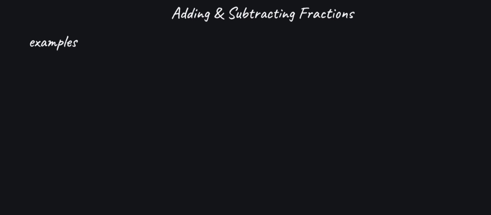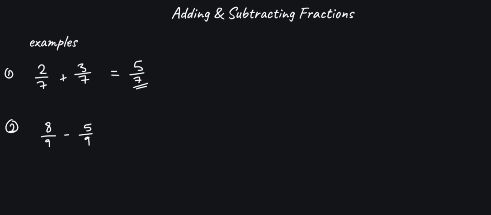Okay, so here's some examples we can work on. First example is 2 over 7 plus 3 over 7. Well, we do see that they have the same denominator, so we can add the numerators. So this is just 3 plus 2 is 5, so our answer is 5 over 7. Here's the second example, 8 over 9 minus 5 over 9. Again, the denominators are the same, so we can subtract the numerators. So this is equal to 8 minus 5 is 3, so that's just 3 over 9.